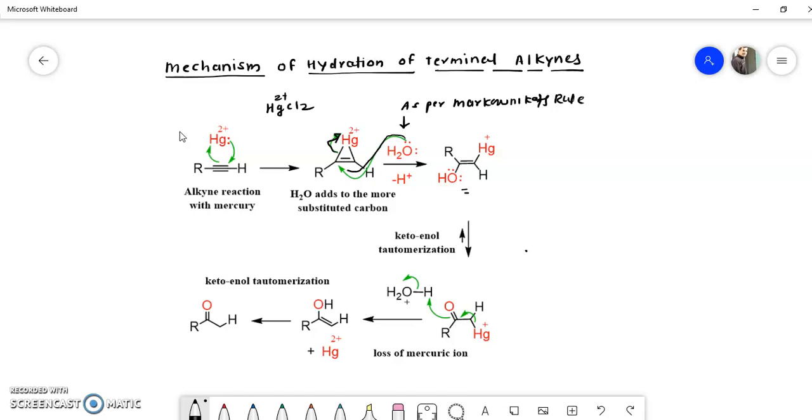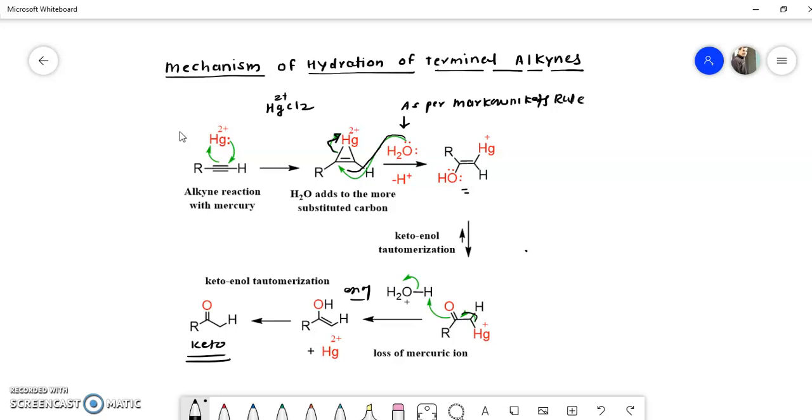Okay, we'll get this as an intermediate, and further this mercury goes away in this way, with loss of mercuric ion to give this enol form. Now this is the enol form. This enol form gets converted into the more stable keto form in this way. So this is the mechanism of formation of acetaldehyde, or you can say aldehydes from the terminal alkynes. So this is about the hydration of terminal alkynes.